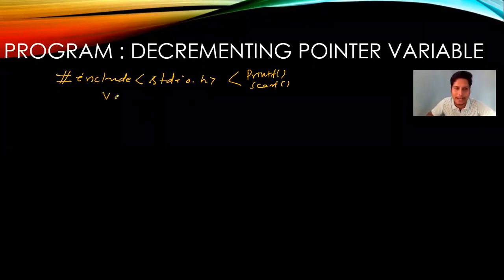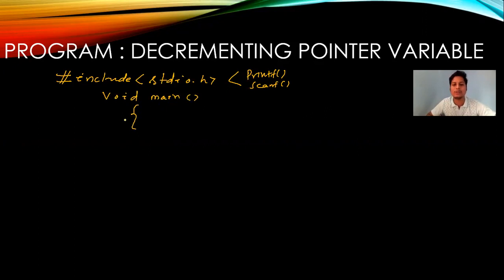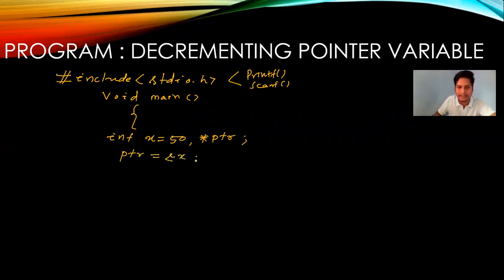So after that, I am declaring void main. It means this is the beginning of the main function. When main function starts, we must write void main or int main. So here I am declaring a variable int x is equal to, suppose 50, comma asterisk ptr semicolon. Now I am declaring ptr is equal to address of x semicolon.